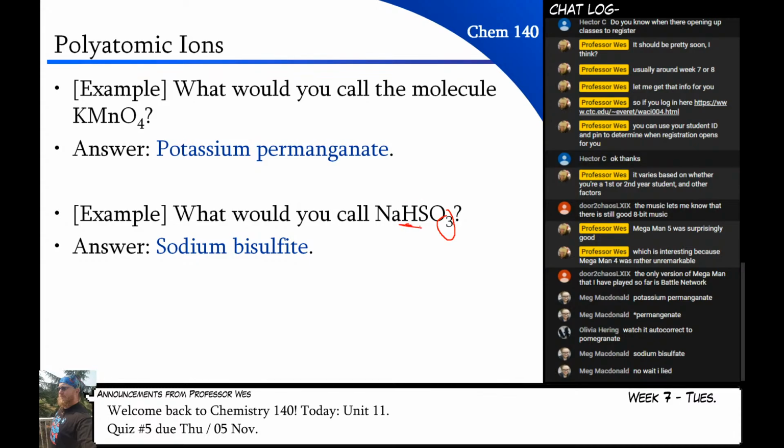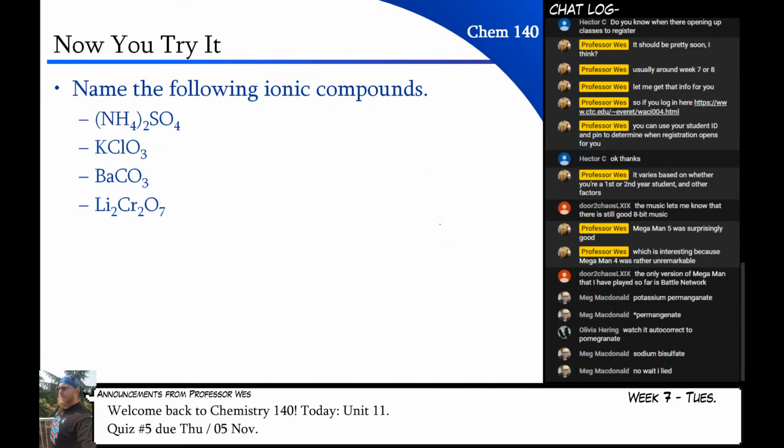Whenever you have an H in front of a polyatomic ion, you append the prefix bi, or you could say hydrogen sulfite for this one. Sulfite being because it's got SO3 2- in it. So, not the best example. I gave you one that wasn't on the chart.